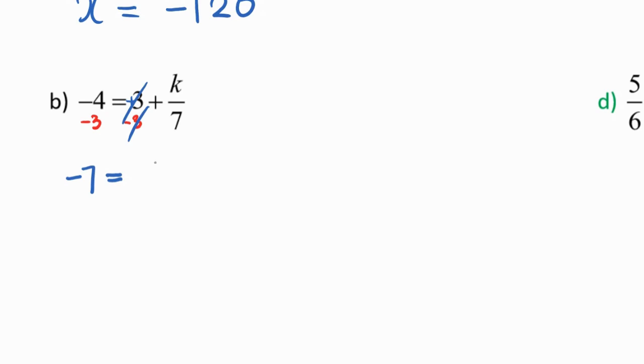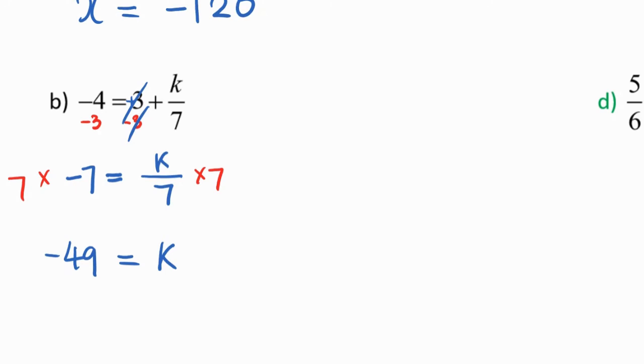We have plus k over 7. So we usually omit this plus sign. Okay, so I'm not going to write it. K over 7. Okay, now we're going to get rid of this division by multiplying 7. Multiplying 7. And that becomes negative 49. So k equals negative 49.